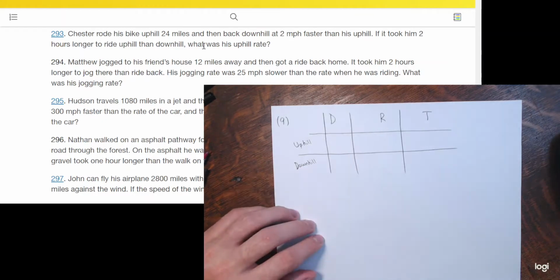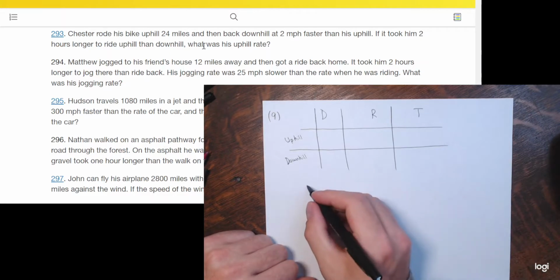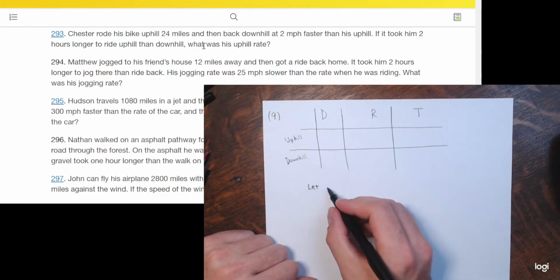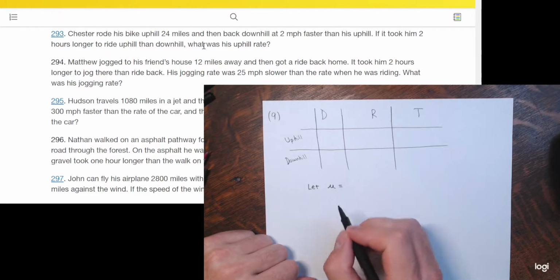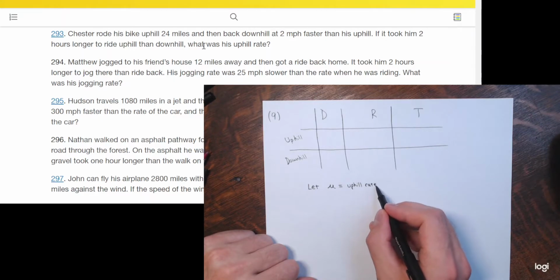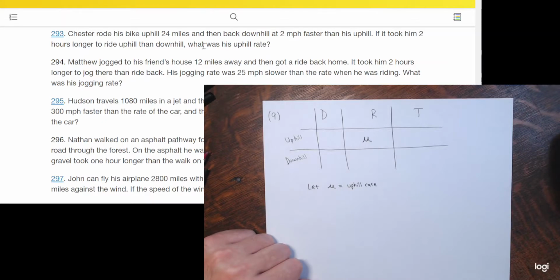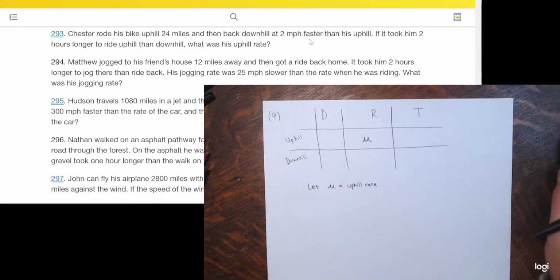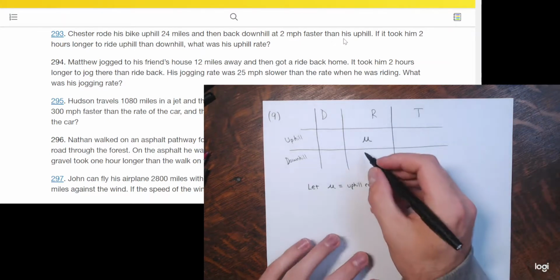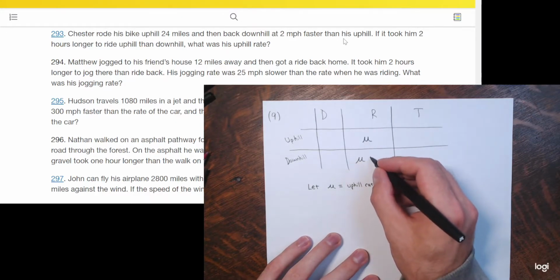Now the question at the end is, what was his uphill rate? Right? So I'll just represent that with u. I'm going to let u be his uphill speed, uphill rate in miles per hour. And then notice, when he went downhill, he was going 2 miles per hour faster than uphill. So if the uphill rate was u miles an hour, the downhill rate is u plus 2.